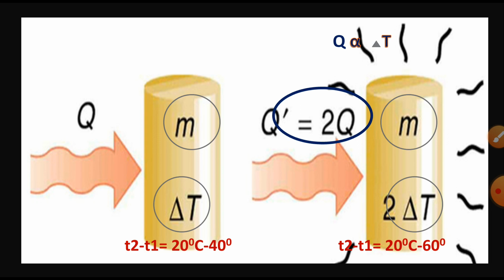So Q is proportional to delta T. We can conclude that if the temperature difference is increased, the quantity of heat absorbed by the substance will also increase. So Q is proportional to delta T.